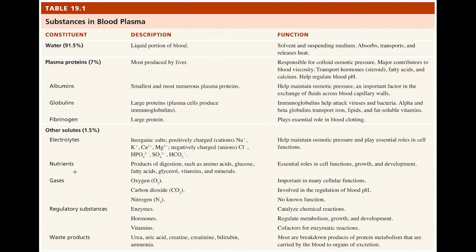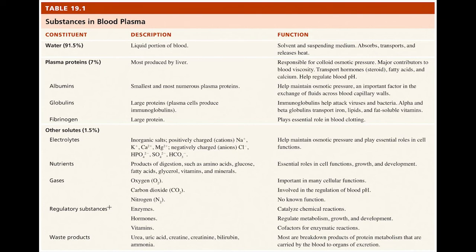You'll have various nutrients dissolved in plasma as well. Examples of these include things such as glucose, various amino acids, and fatty acids. Gases as well, oxygen and carbon dioxide being two principal ones, and in some scenarios you may also see nitrogen gas. Regulatory substances like those we talked about during chapter 18, hormones, enzymes as well as vitamins, and then you have various waste products such as urea, ammonia, creatinine, and also bilirubin.